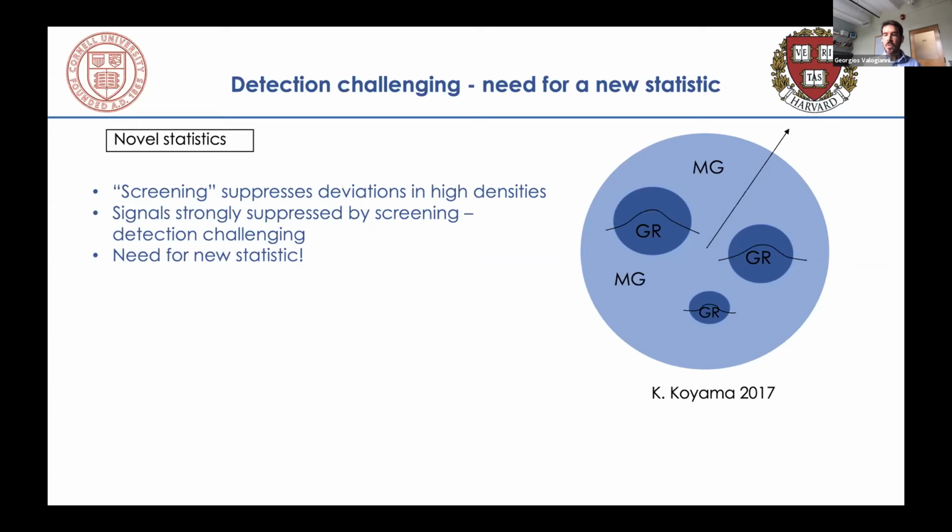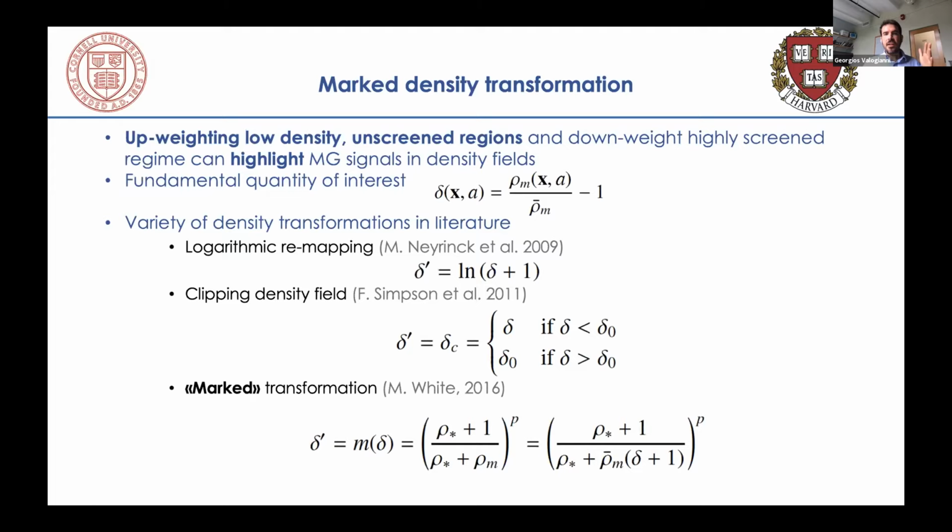This is exactly the aim behind a series of different techniques, which essentially downweight the high density regions and sometimes also upweight the low density ones, with the aim of exposing potential deviations from gravity that could be hidden in the cosmic density field. And there has been a variety of those in the literature, many of which can be considered. And the fundamental quantity of interest, of course, when we talk about structure formation in perturbation theory, is the fractional matter overdensity, the delta quantity.